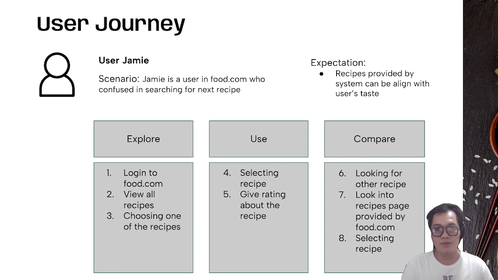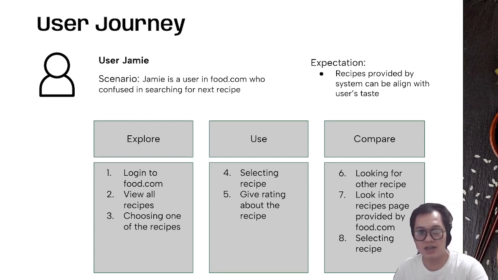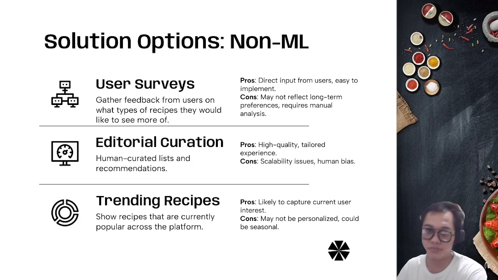And after he chooses, he can try to use the recipe and give a rating for it. After that, he can compare while looking for another recipe, look into other recipes provided by food.com and select another recipe. That's our user journey.